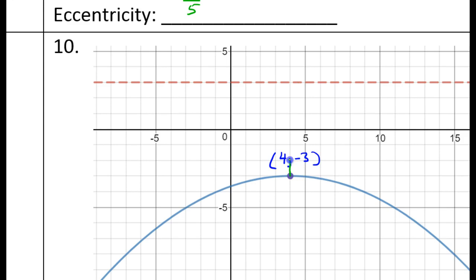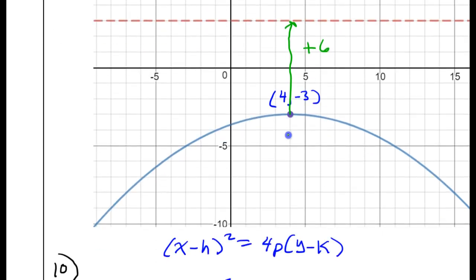So notice that the directrix, all right, let's count these squares and see how far away the directrix is. So let's see, that's 1, 2, 3, 4, 5, 6. So the directrix is up 6. That means that the focus must be down 6. So if I go down 6, 1, 2, 3, 4, 5, 6, this must be the focus right here. And this distance is the p-value, including whether or not it's positive or negative. If I go up 6, that's a positive 6. But if I go down 6, that's a negative 6. So p is equal to negative 6.